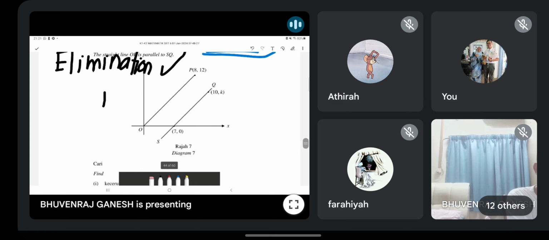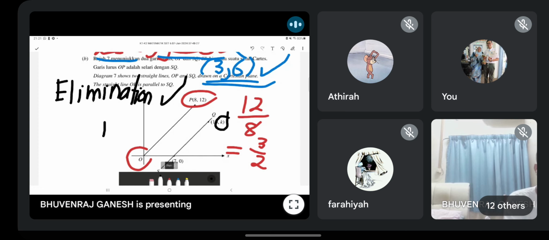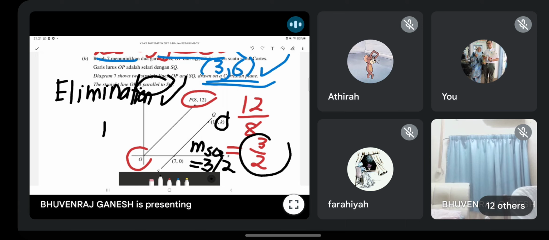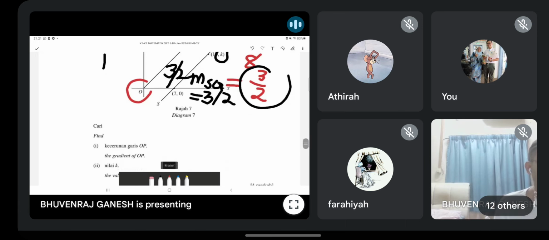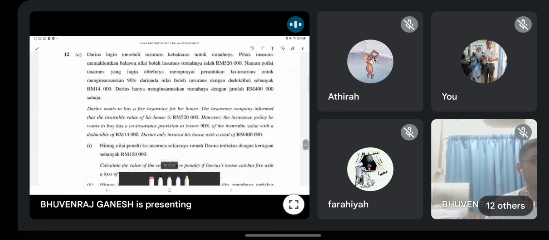Okay, so next one. They want you to find kecerunan garis OP. Yang ni senang lah. OP. Kamu ada dua titik. 12 bahagi 8. So your answer is 3/2 kecerunan. Okay, next one. They ask you to find the value of K. So guys, apa kecerunan garis SQ? Can you tell me? Apa kecerunan dia, what's the gradient. Kalau OP itu 3/2, ya SQ juga 3/2. Mengapa? Selari, parallel, kecerunan sama. Okay, so then kamu boleh cari K lah, kamu ada semua nilai dah. Okay, 3/2 equal to K minus 0 over 10 minus 7. Kamu selesaikan untuk K. Kamu akan dapat 9/2. Okay, ataupun 4.5 lah. 9/2 or 4.5.